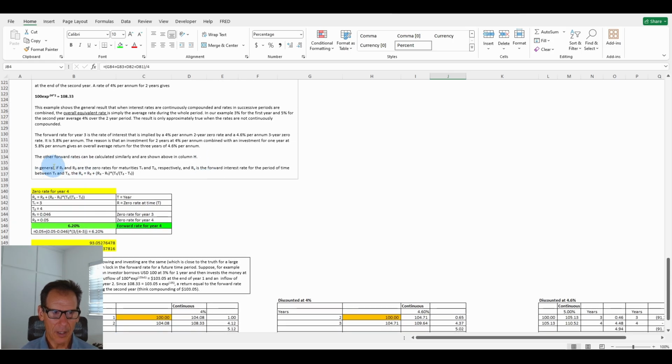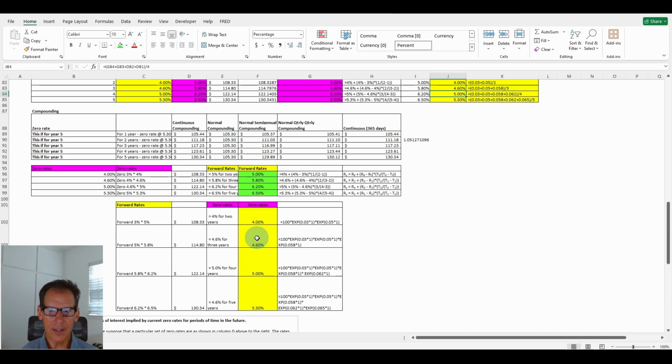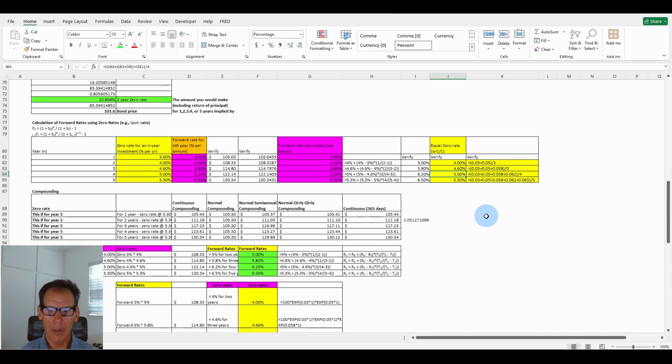So in general, if R1 and R2 are the zero rates for maturities T1 and T2 respectively, and RF is the forward interest rate for the period of time between T1 and T2, here's the formula. It's the same formula up right here.